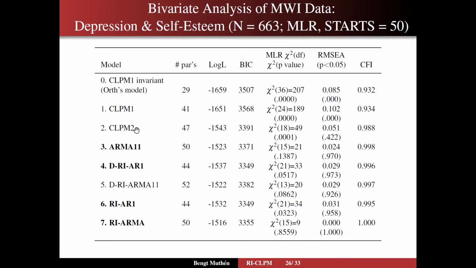We could add a lag 2 for each process. And in fact, we should mention that the two processes don't have to have the same lag. In fact, they don't have to have the same model. You could have, for instance, an AR1 model for one process and an RI-AR1 model for another. I'm not saying it makes sense, but we don't have to have the same models. But we're going to entertain only models that are the same for the two processes.